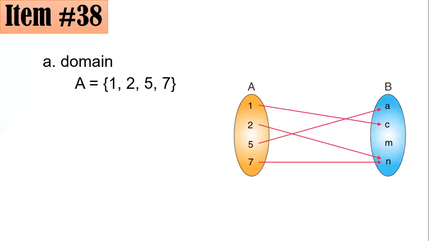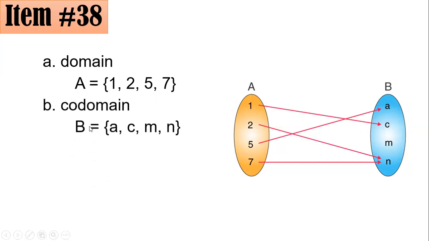The domain here is in fact the first set, A, which is 1, 2, 5, 7. In fact, each element of A is being mapped to B. So A here is the domain. The codomain here is in fact your B, which is everything inside set B, which are A, C, M, and N.